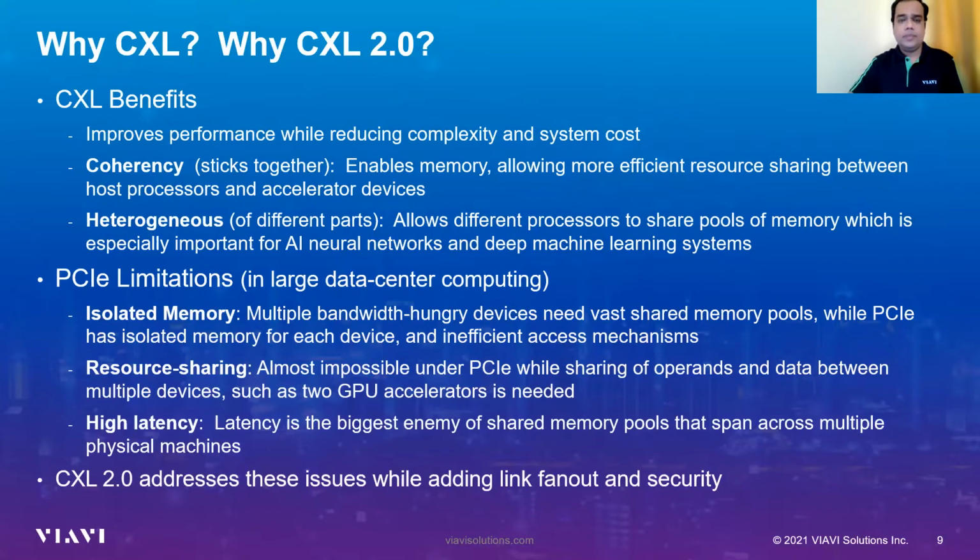When you compare that to PCIe, of course, there are pools of memory within the CPU. The main host CPU has one or more, and the graphics devices have many. But those memories are isolated. It's very hard to get sharing done between them. When you are able to share those resources, it's inefficient, slow, with high latency. CXL 2.0 addresses most of those issues now, while also adding the benefit of link fan-out for expandability and security. Both are important additions compared to PCI.